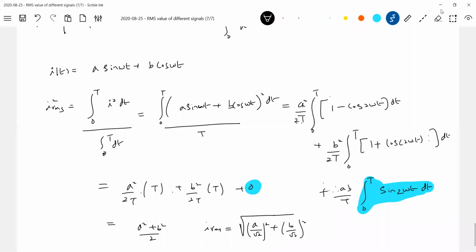What is the peak value of this signal? The peak value or maximum value of this first signal is A. What is B? The maximum or peak value of the second signal. And what is A by root 2? RMS value. What is B by root 2? RMS value of the second function.